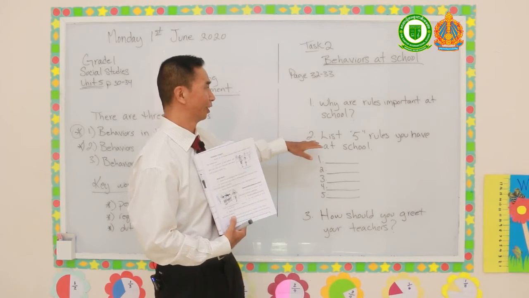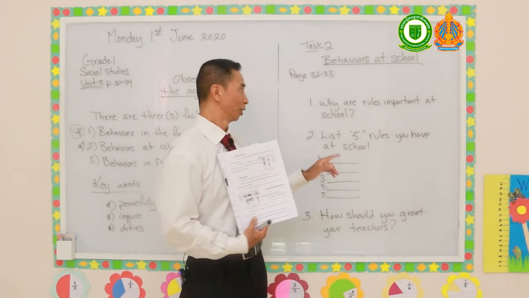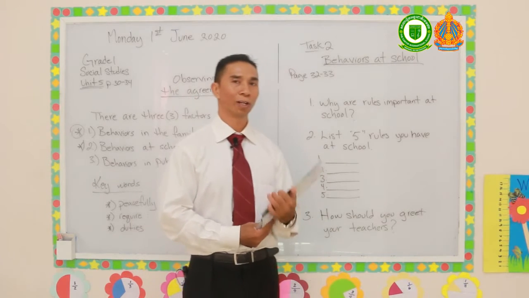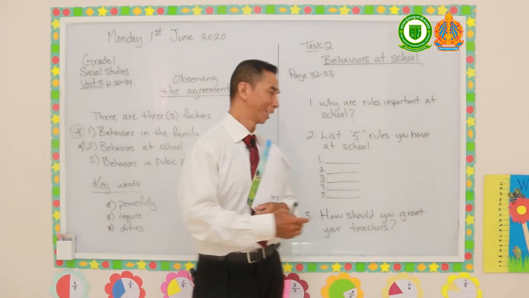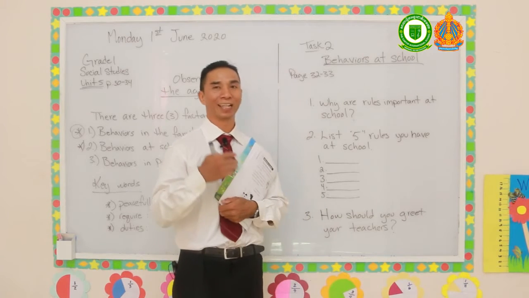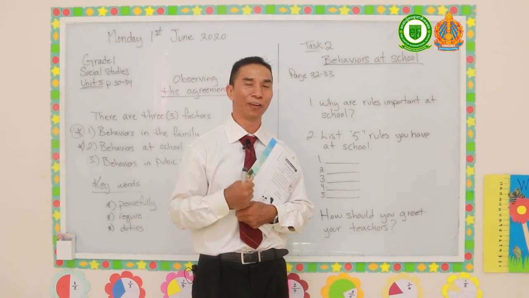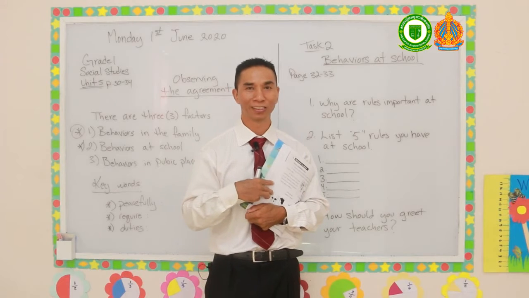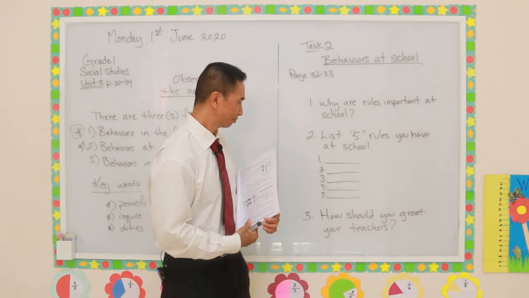The second question, I want you to list 5 rules you have at school. What are 5 rules? Can you name me 5? You probably can name me more. If you can name me more than 5, I will give you bonus points.